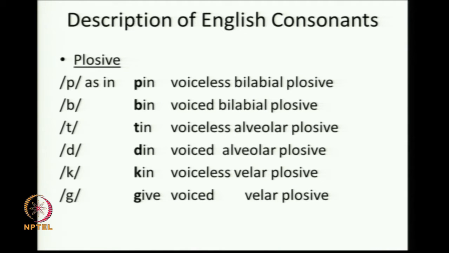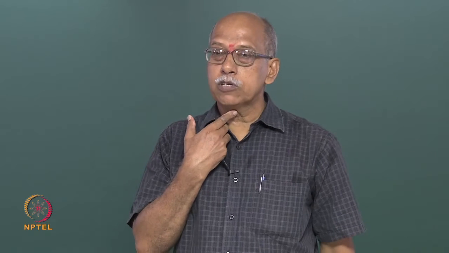Say, for example, don't say 'pa', just say 'p'. The vowel should not come in your articulation. Otherwise, the vowel will make it voiced. If you say 'pa', then it is voiced. But if you just say 'p', it is not voiced. Okay? So, this is p.